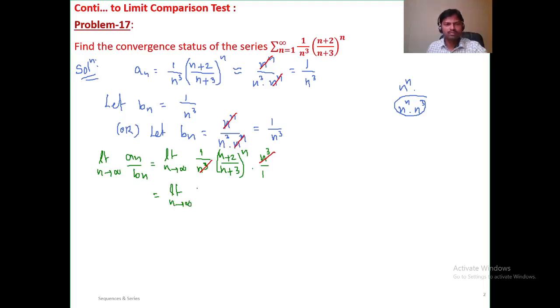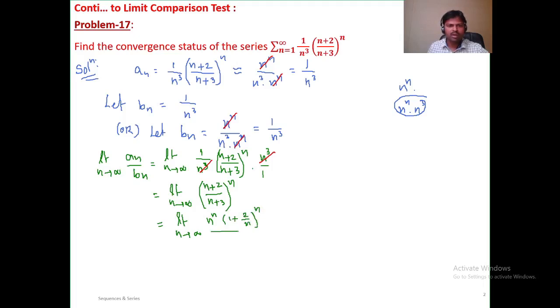(n plus 2 upon n plus 3) whole power n. This will be limit n tends to infinity. From the numerator, n power n I can take common, so inside the bracket 1 plus 2 by n, whole to the power of n.